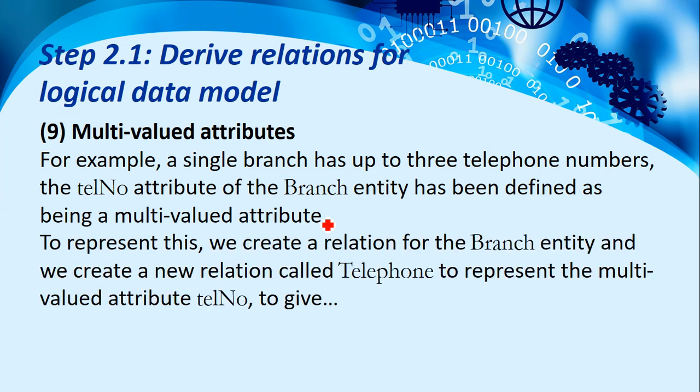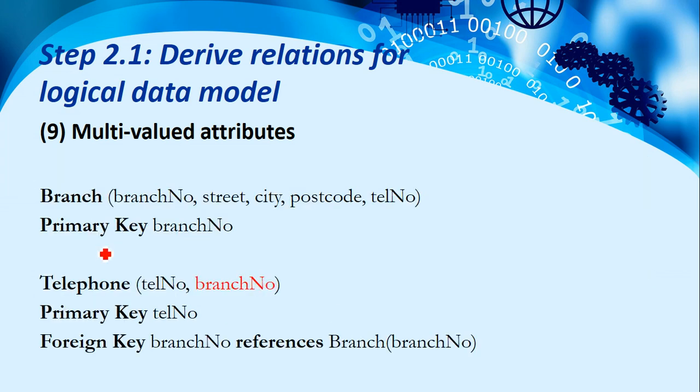So, to represent this, we create a relation for the branch entity. Okay? And we create a new relation called telephone to represent the multi-value attribute telephone number to give the following, this one. So itong telephone na relation na to, galing yan dito. Because this one is multi-valued. Okay? Again, if may encounter kayong multi-valued na attribute, gawan mo yan ng relation.